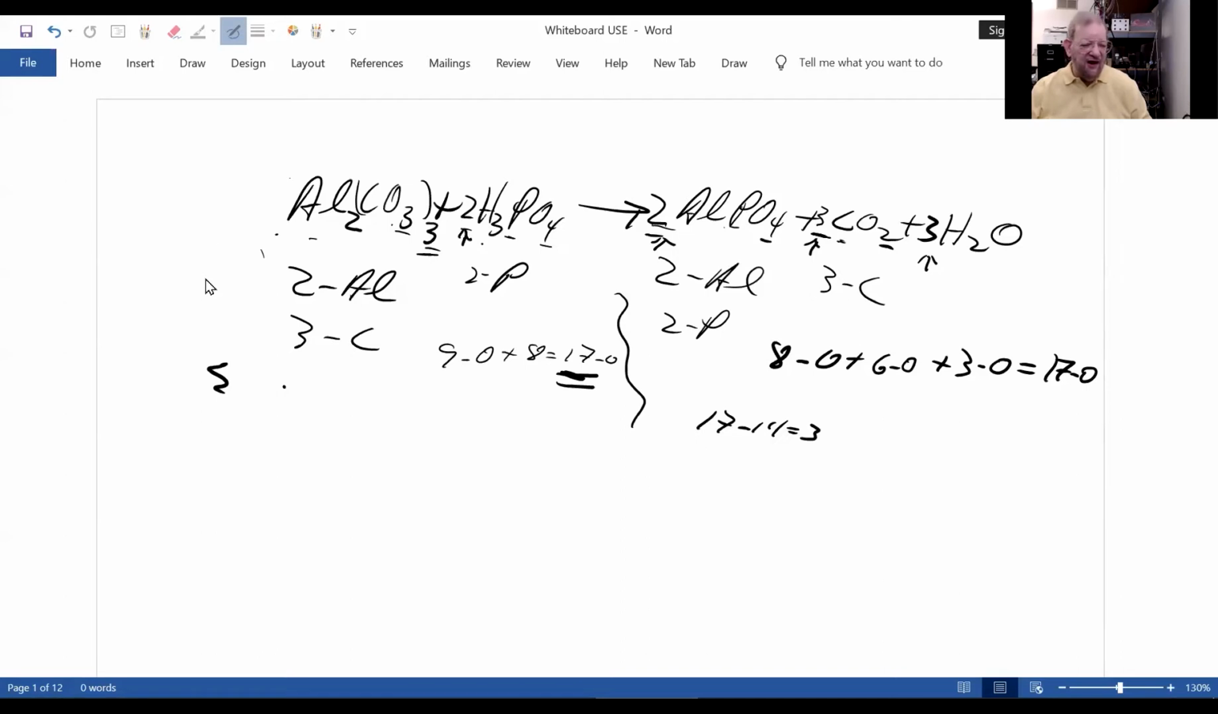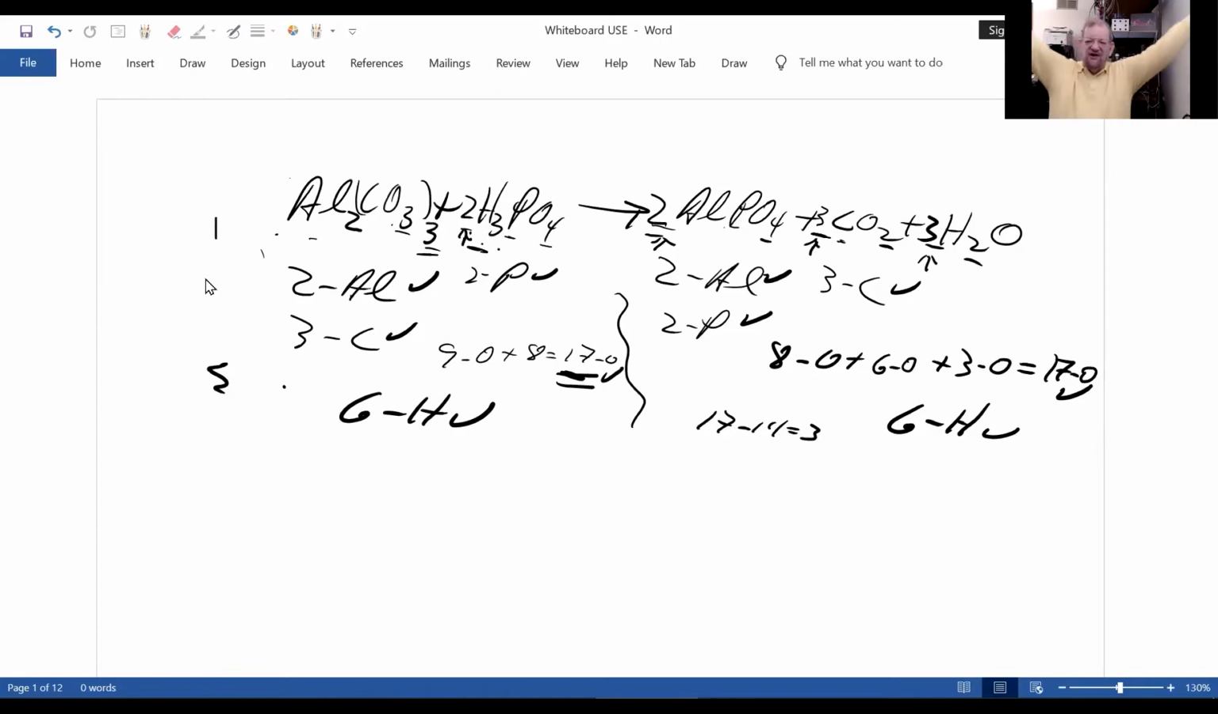And what's left? Hydrogen. 2 times 3 is 6 hydrogen. 3 times 2 is 6 hydrogen. Now, before I move on to the next problem, I'll check: 2 aluminum, 2 aluminum, 2 phosphorus, 2 phosphorus, 3 carbon, 3 carbon, 17 oxygen, 17 oxygen. Ooh, home stretch. 6 hydrogen, 6 hydrogen. Success. Victory is ours. And that's how you balance chemical equations.